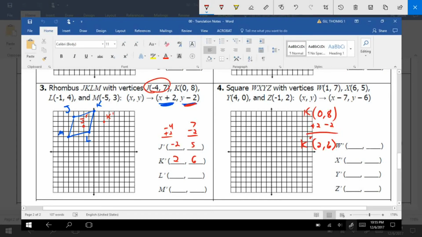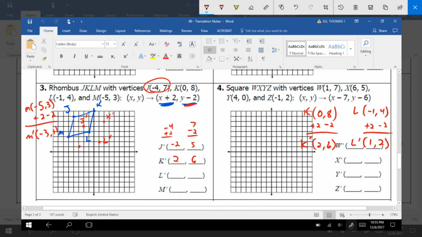Next, L. L was originally -1, 4. I'm going to add 2 to the x and subtract 2 from the y. Boom, that's going to be L prime at 1, 2. 1, 2, that's right here. L prime. And lastly, M, -5, 3. I'm going to add 2 to the x and subtract 2 from the y. So M prime is going to be at -3, 1. So -3, 1, 2, 3, 1 right here.